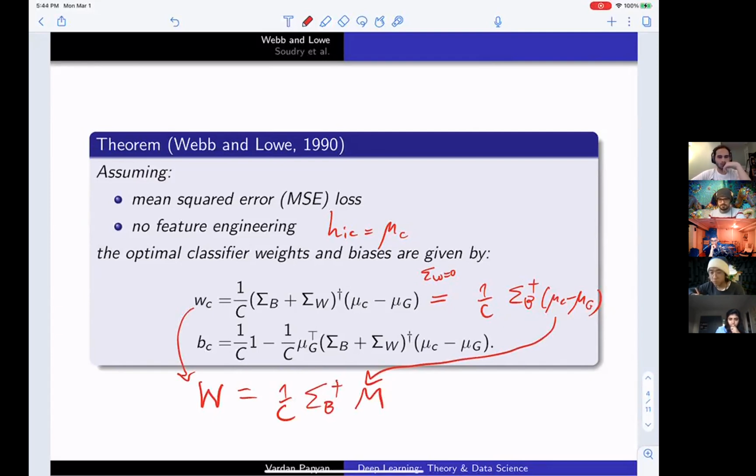Does this look reasonable? Now, if we use here the definition of sigma between, so sigma between is equal to 1 over c M M transpose, right? So we get M M transpose pseudo inverse M. It's possible the scalar is incorrect. Is the scalar correct? Yeah, it's correct. Now, does this look to you like neural collapse, or does it not?